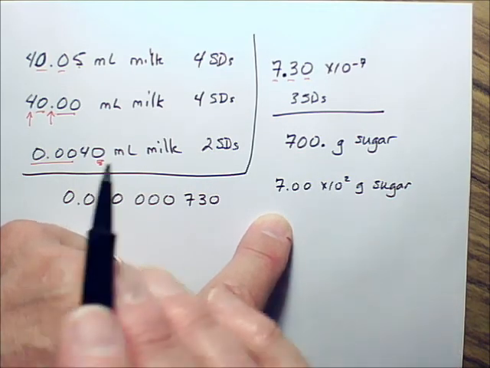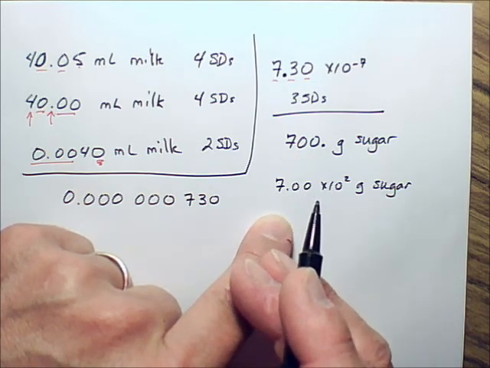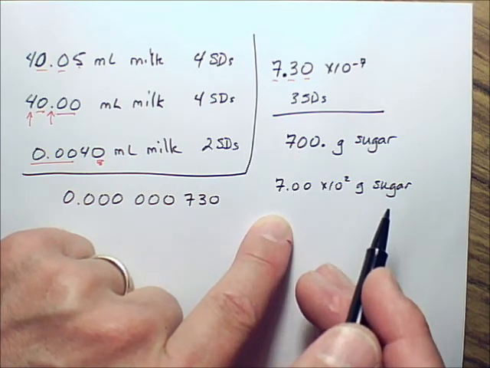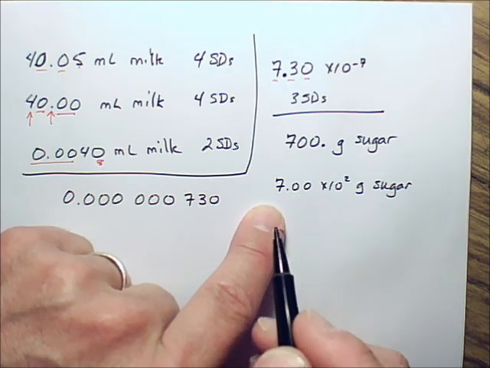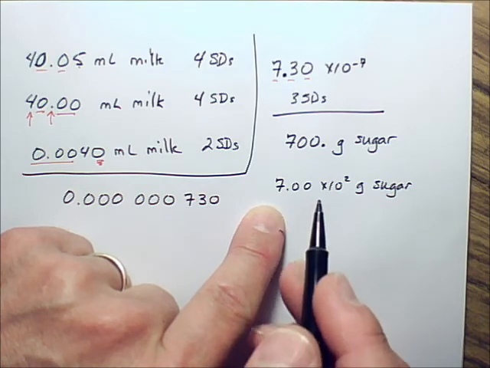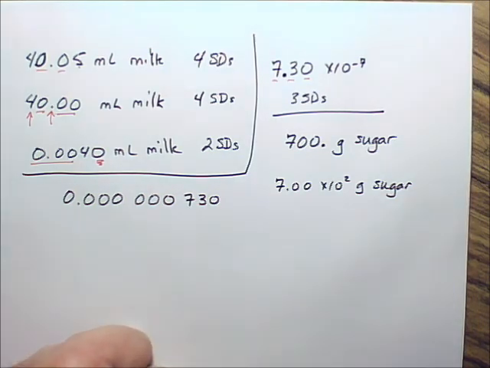And actually, you know what? This brings up a good point. I said the decimal place must be between the first and second non-zero digit. That's not really true, because obviously this is not a non-zero digit. So the decimal place has to be to the right of the first non-zero digit. Okay? That's correct. Yep.